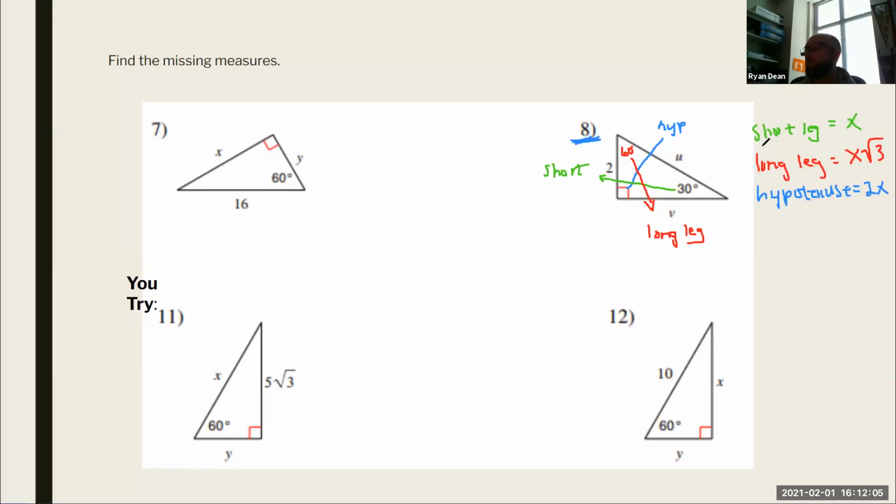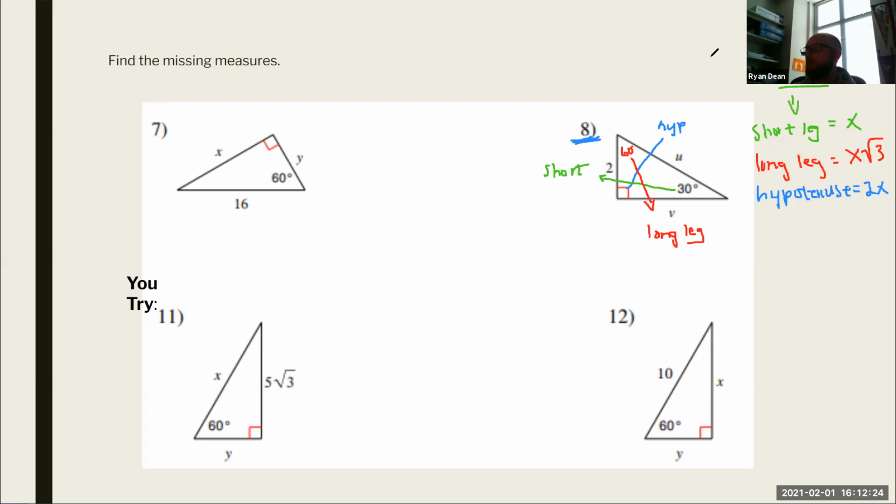All right, so we have our formulas. Now we're going to take what we know and plug it in. What I do know here is that the short leg is 2. So my value for x is going to be 2, and this value is only for these formulas.